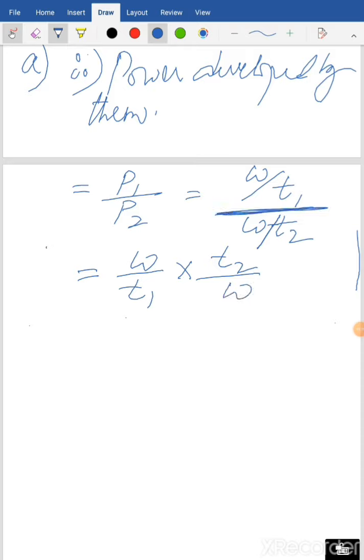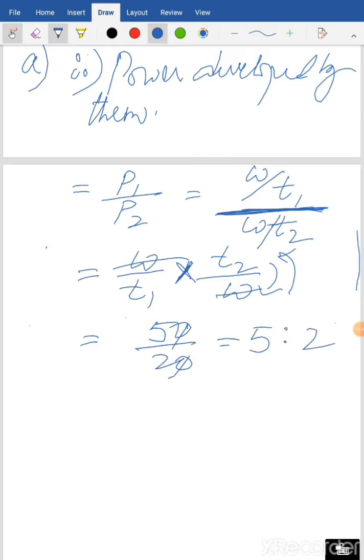I'm converting this division sign into multiplication, so this gets reversed. Here W and W get cancelled, so I'll have T2 by T1. T2 is 50, divided by T1 which is 20. The 0s get cancelled, so I'll get the ratio as 5:2. So the power developed by them is in the ratio of 5:2. That is the statement you have to write.